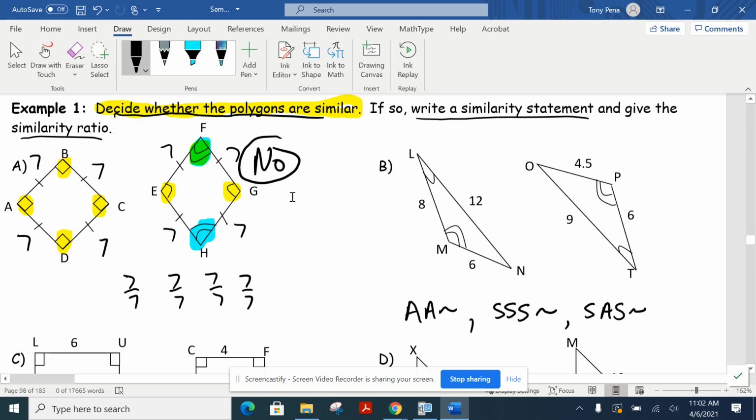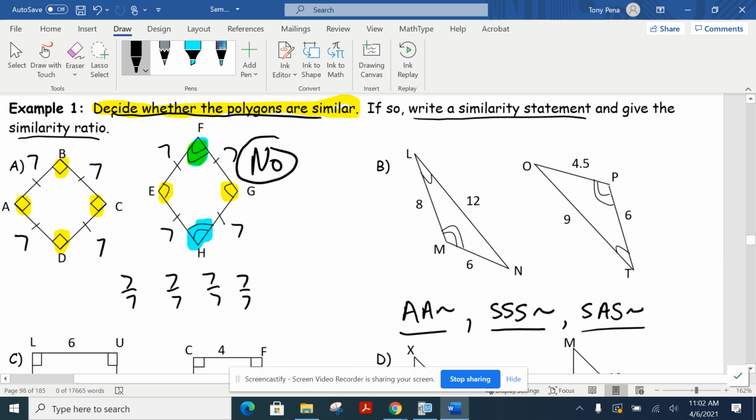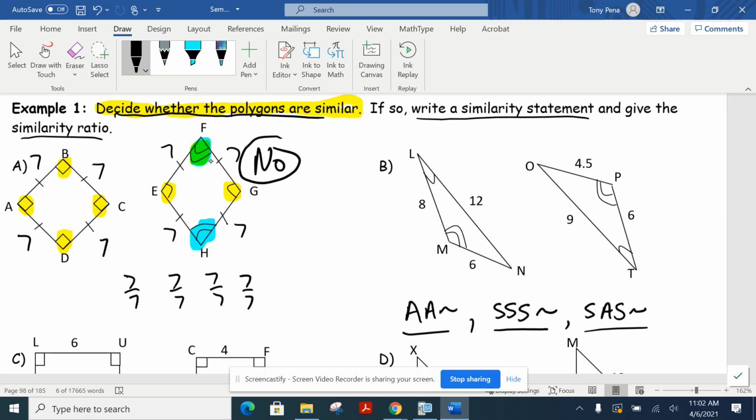Here are our three options: angle, angle similarity, side, side, side similarity, side, angle, side similarity. All right. Jake, what did you do? All right. Did everybody do side, side, side? No? Because first period, everybody did side, side, side. So let's say we do side, side, side. All right, good. Yeah, that's what happened first period.